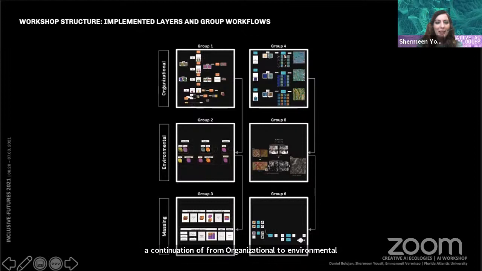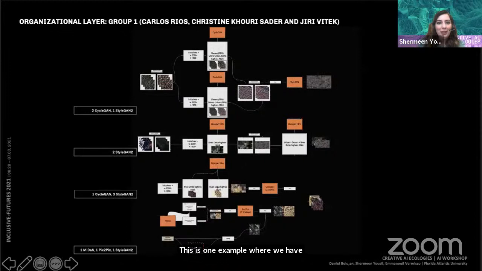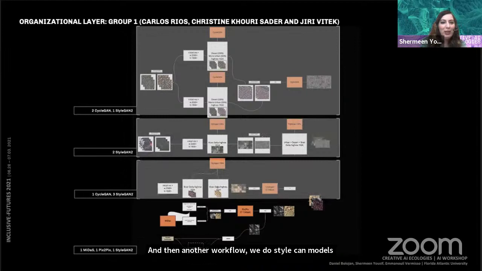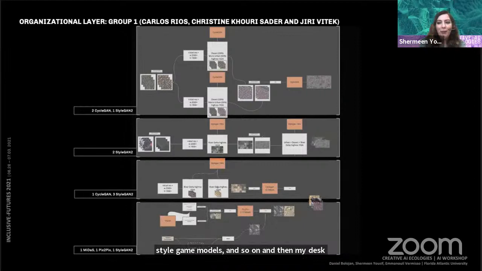This succeeded perfectly. But the surprising part is that each group went much more complex than one workflow or a few AI models. This is one example, group one in the organizational layer. You can see that they have one workflow with two CycleGAN and one StyleGAN model, and then another workflow with two StyleGAN models, and then a third workflow with one CycleGAN and three StyleGAN models, and so on. And then MiDaS, which is a very interesting pre-trained model that tackles the depth map and performs it quickly in a timely manner.